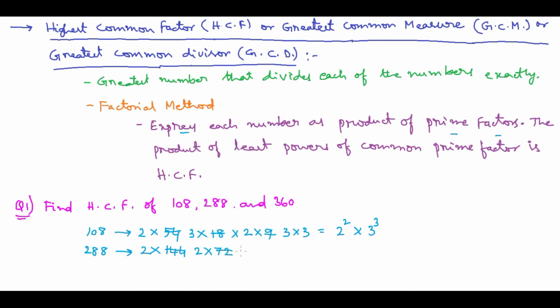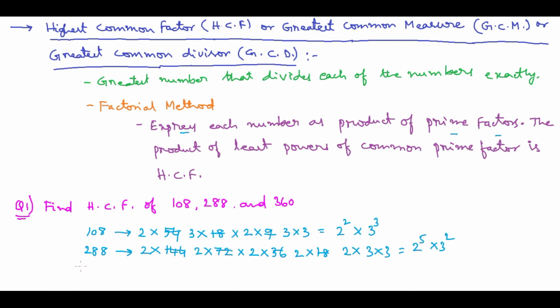Again this can be done with 2. So 2 into 36. Again this will be divided by 2 into 18. 18 can be divided into 2 into 3 into 3. Okay, this we have already done. So now it is 1, 2, 3, 4, 5, so 2 power 5 into 3 square.